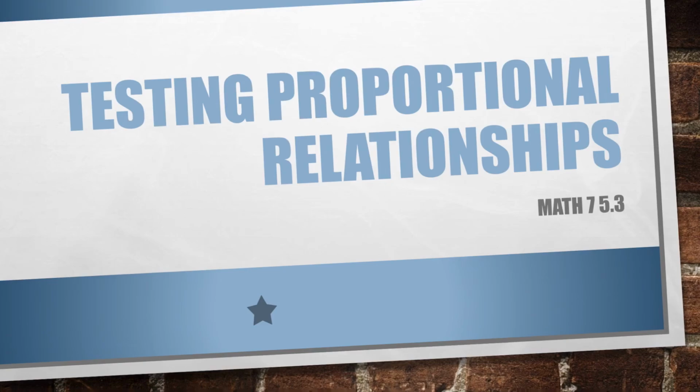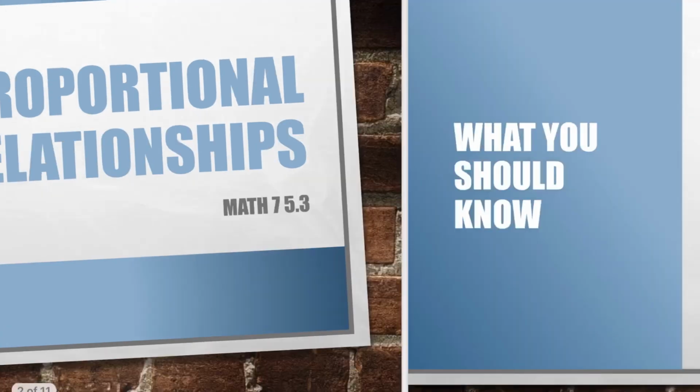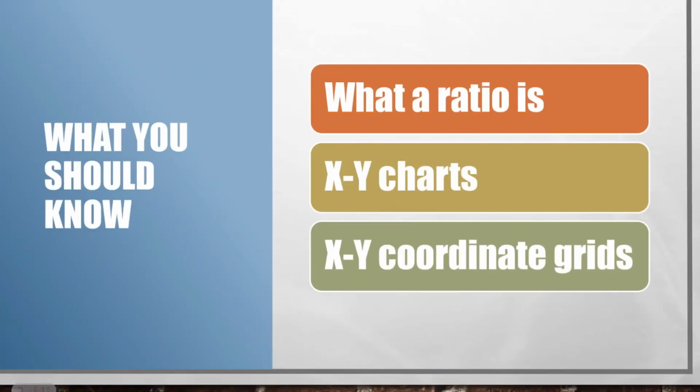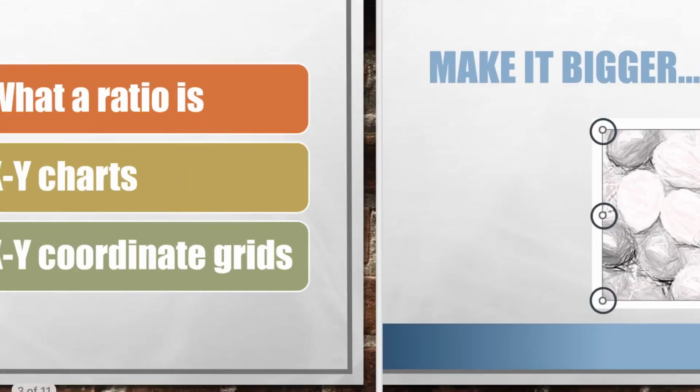This video is going to go over testing proportional relationships, or really just looking at information and then trying to see if there's a proportional relationship out of it. So what you should know before we get started, first you need to know what a ratio is. You also need to know how an XY chart is formatted, and then an XY coordinate grid. So like this is the X, or this is the Y axis and this is the X axis, for example. If you know those things, you should be good to go.